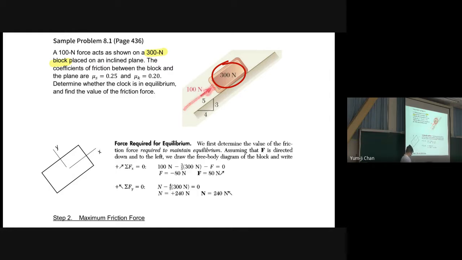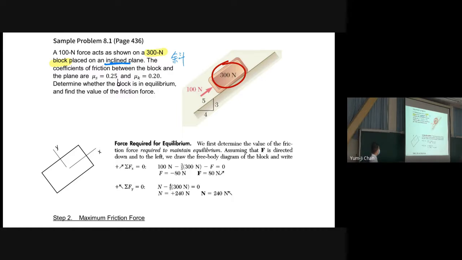And incline means this one. The coefficients between the block and the plane are mu s equal to 0.25 and mu k equal to 0.2. Determine whether the block is in equilibrium and find the value of friction force.